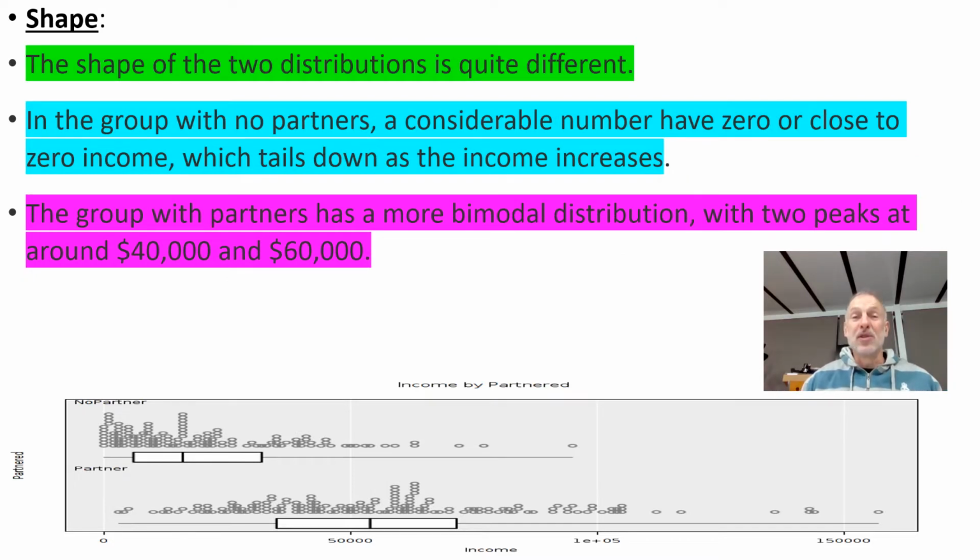And then when we look at the shape, the two distributions are quite different. In the group with no partners, a considerable number have 0 or close to 0 income, which tails down as the income increases. The group with partners has a more bimodal distribution with two peaks at around 40,000 and 60,000. Just look at it, study it a bit, and make sure that you agree. And then you can continue.